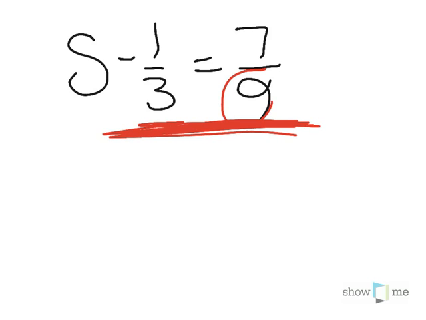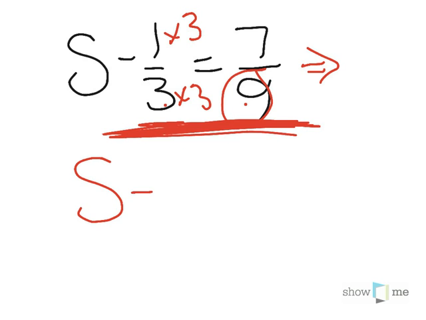How do I turn a 3 into a 9? Well, I multiply it by 3. If I do it to the bottom on a fraction, I must do it to the top. And so my actual equation is going to be s minus 3 ninths equals 7 ninths. Now I can actually start doing the algebra work. Again, I have to get this alone. I have to get my variable by itself.